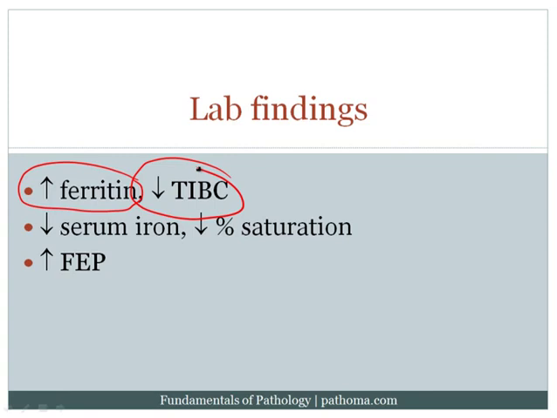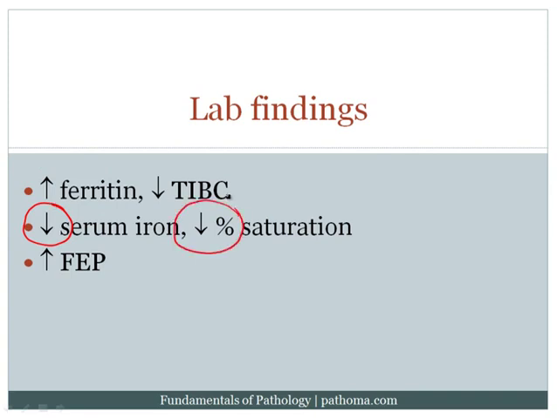Another important finding will be that the serum iron will be used. If the bone marrow cannot use the iron in the macrophages, it will begin to take the iron from the serum. And when it takes the iron from the serum, the serum iron will go down, and at the same time, percent saturation will also go down. So the serum iron will go down, and the percent saturation will go down.